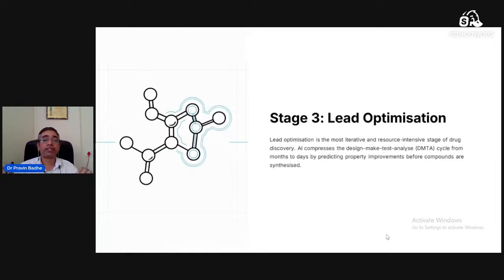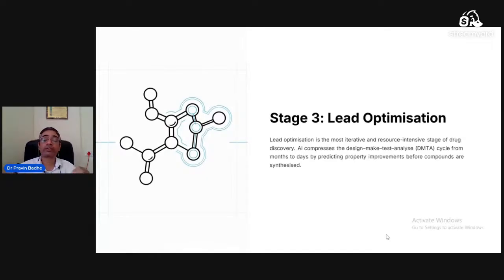The third is the lead optimization. Now, this is a very important stage. Once you have the hit identified, where you have virtually screened it, then you have used the generative models, and now you actually got the lead. But the problem is that it is there, but you need to synthesize it. And after synthesizing, you can actually use it for the testing.